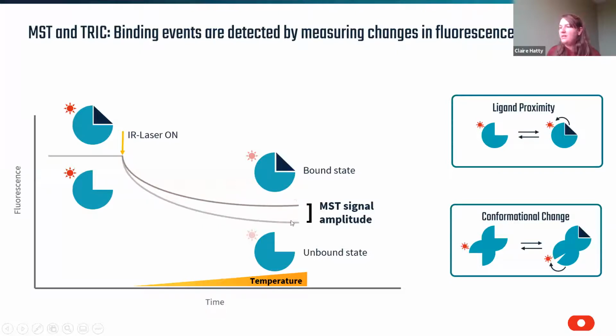We then see a difference in this fluorescence change of the labeled target, depending on whether it's bound to a ligand or not. This is because ligand proximity to the fluorophore can affect that change in fluorescence, and a conformational change in response to binding can also affect it. So really, what we're monitoring is the change in the change of fluorescence between a fluorescently labeled target in the unbound state versus the bound state.